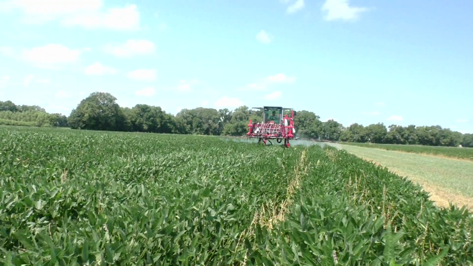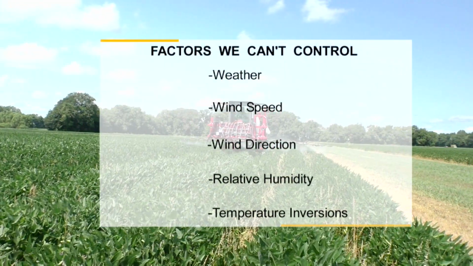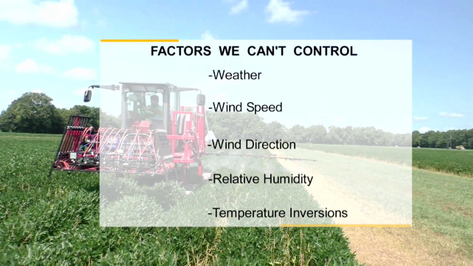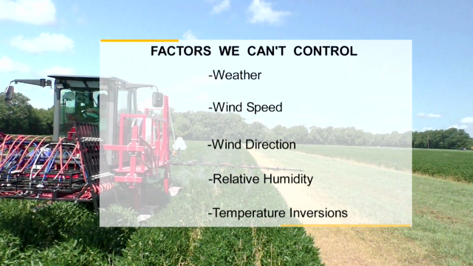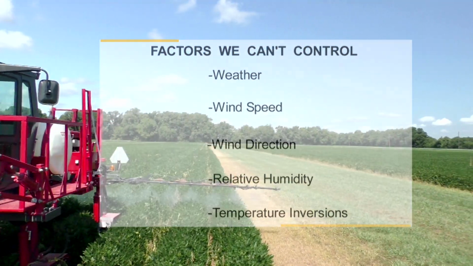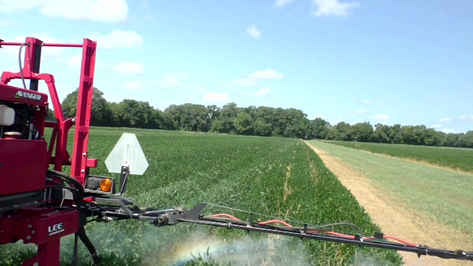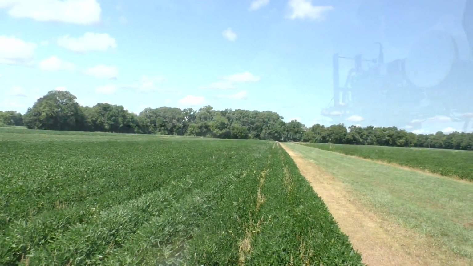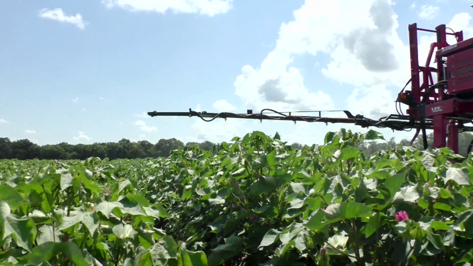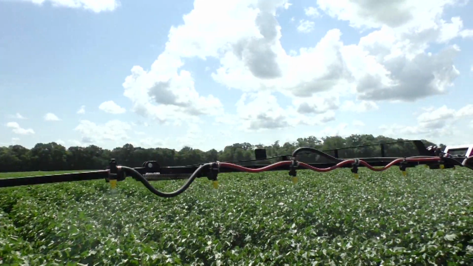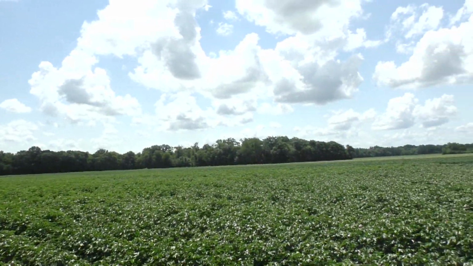Factors such as weather, wind speed, wind direction, relative humidity, and temperature inversion are not under our control. But by being aware of the environmental conditions present before and during pesticide applications, pesticide drift can be mitigated. Now let's discuss a few practical ways to avoid unwanted pesticide drift that are within the applicator's control.